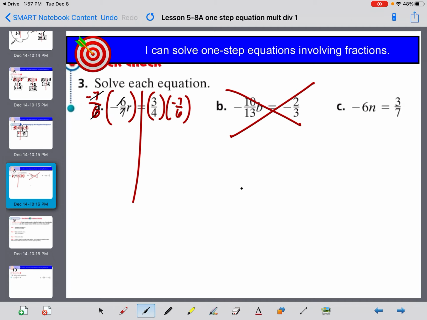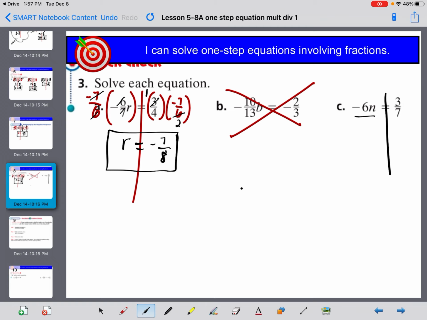For this one, you multiplied both sides by negative 7/6. R is remaining on the left-hand side. On the right, 3 and 6 have a common factor of 3. 1 times a negative 7 is negative 7. 4 times 2 is 8. My answer is negative 7/8.